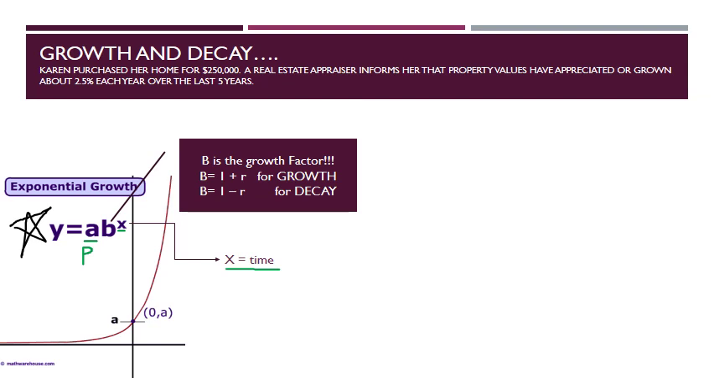Karen purchased a home for $250,000. A real estate agent appraiser informs her that the property values have appreciated 2.5% per year. So if they appreciate, we're going to go ahead and use this growth factor situation. That means we need to calculate our B first. So our B is going to be 1 plus our rate. Our rate is 2.5%, which is 0.025. So our B is 1.025.